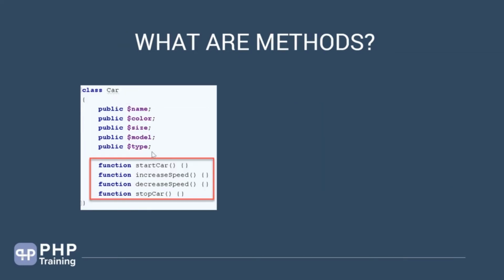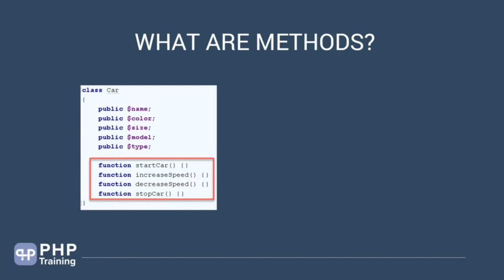For that same car, you can have methods. You can have start car, increase speed, decrease speed, and stop car. These are the actions of that car. The car could have actions. The files could have actions. We have seen the database also. A database has actions: insert the records, update the records, delete the records. Those are the actions of the database.